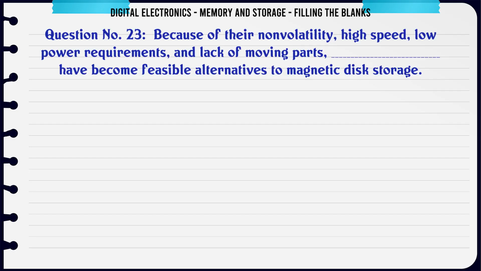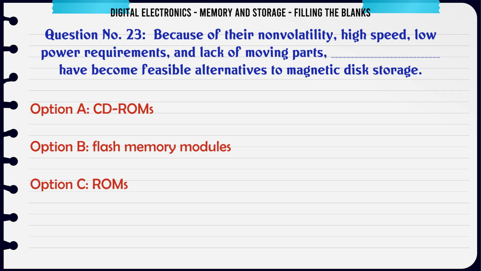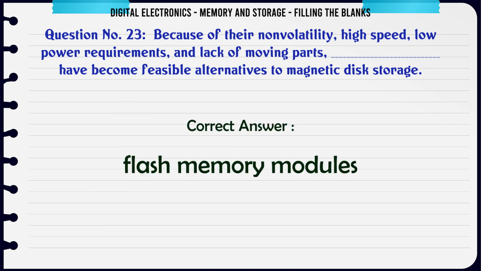Because of their non-volatility, high speed, low power requirements, and lack of moving parts, blank have become feasible alternatives to magnetic disk storage. A. CD-ROMs. B. Flash memory modules. C. ROMs. D. EEPROMs. The correct answer is flash memory modules.